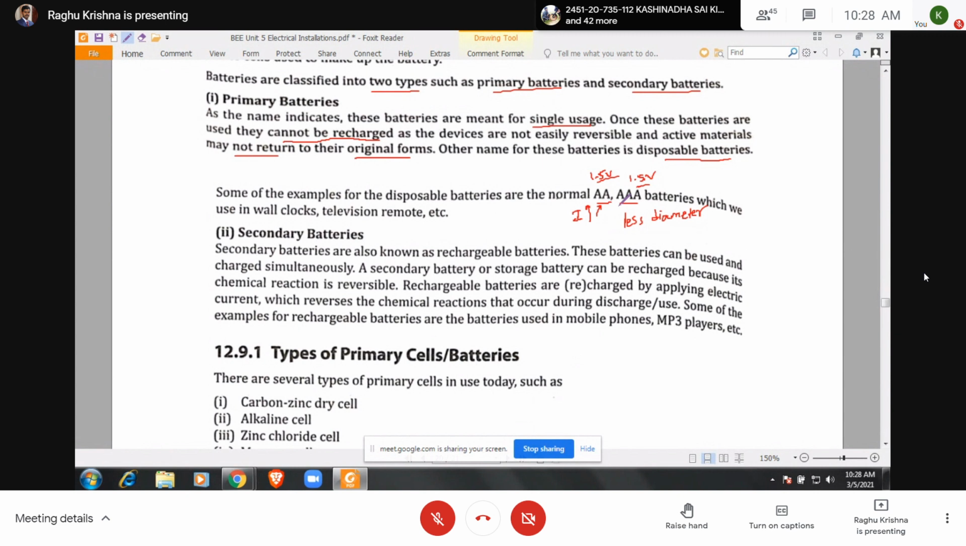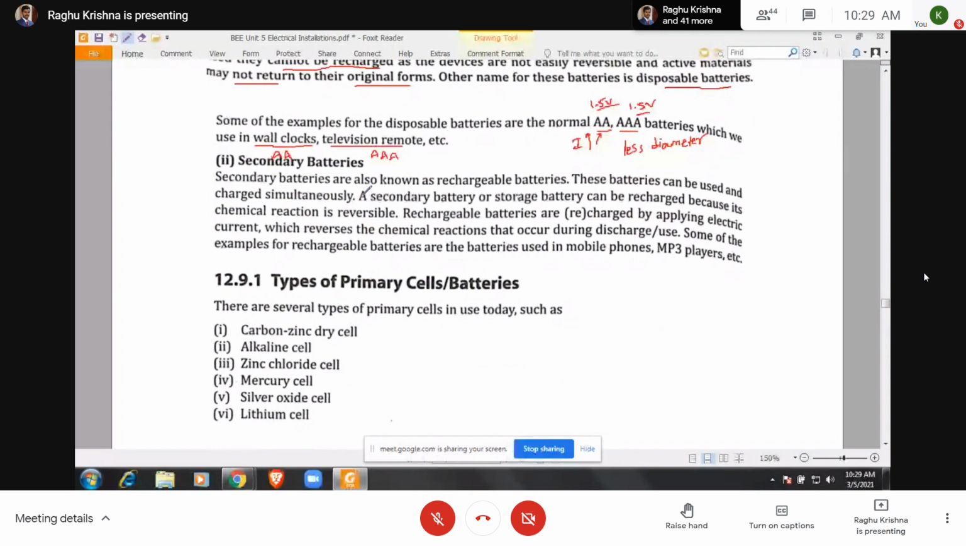So AAA will be having less diameter, AA will be having more diameter. Here we are using AA and AAA in wall clocks and television remotes. In wall clocks, we use AA batteries. Coming to the television remote, we use AAA batteries.